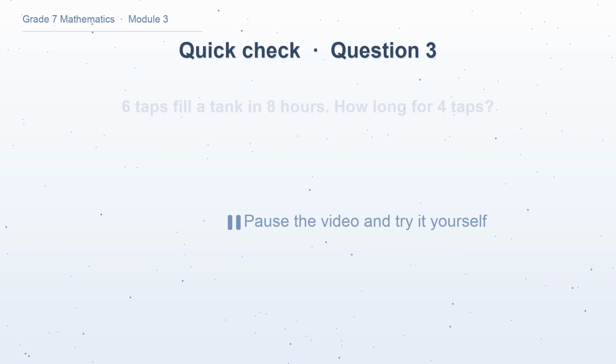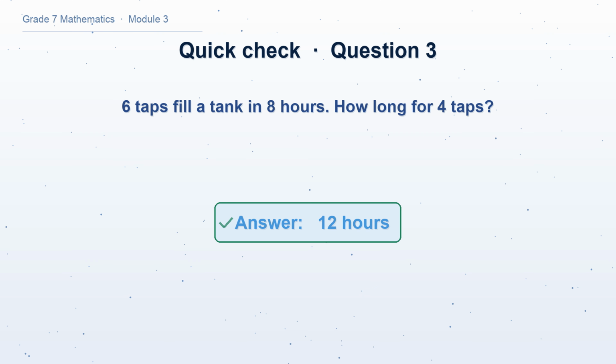Last question, and think carefully about the direction. 6 taps fill a tank in 8 hours. How long would 4 taps take? Fewer taps means more time, so this is inverse proportion. 6 times 8 is 48 tap hours, and that total stays fixed. 48 divided by 4 is 12, so 4 taps take 12 hours.